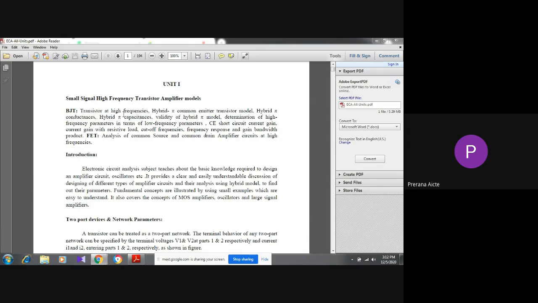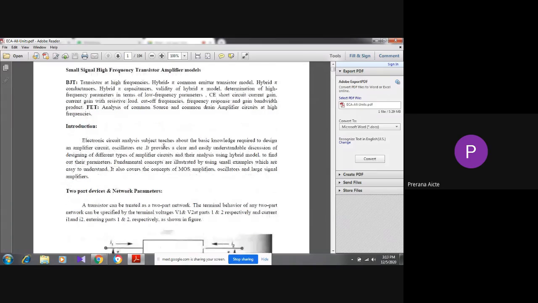And for BJT, these are the topics: transistor at high frequencies, hybrid pi common emitter transistor model, hybrid pi conductances, capacitances, validity of hybrid pi model, determination of high frequency parameters in terms of low frequency parameters, CE short circuit current gain, current gain with resistive load, cutoff frequencies, frequency response and gain bandwidth product. The second part is FET: analysis of common source and common drain circuits at high frequencies. So these are the topics.